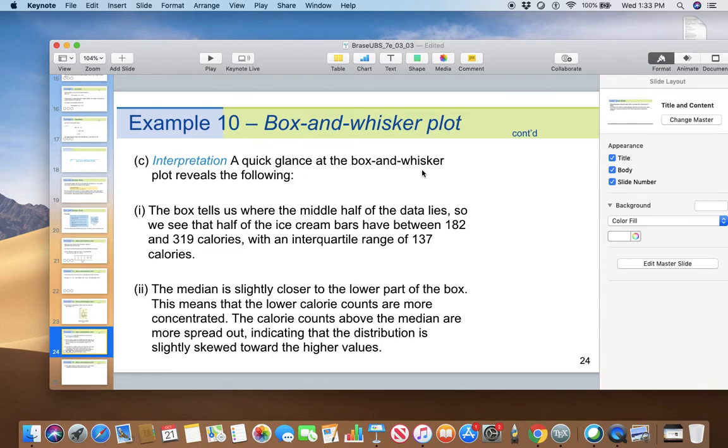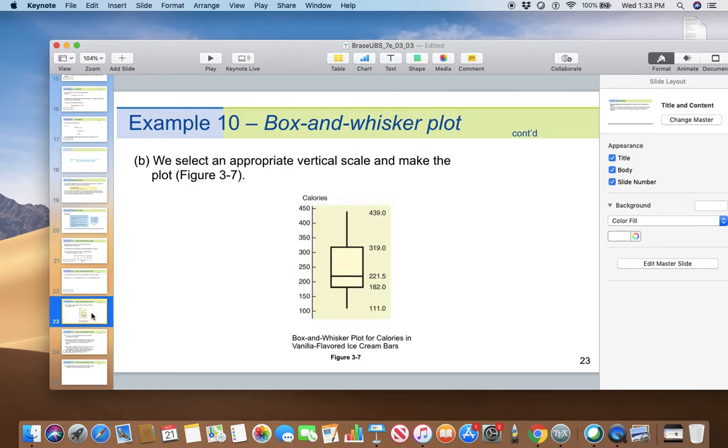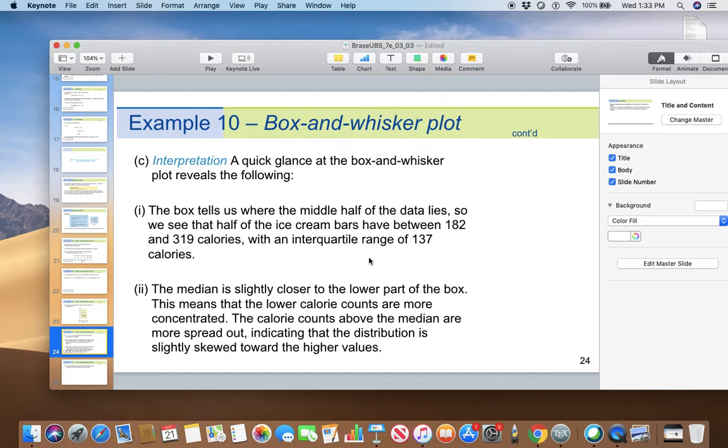A quick glance at the box and whisker plot reveals the following. The box tells us where the middle half of the data lies. So we see that half of the ice cream bars have between 182 and 319 calories. That's where half of the ice cream bars are placed, right? The interquartile range is 137, this minus this. That's the spread of the middle half.